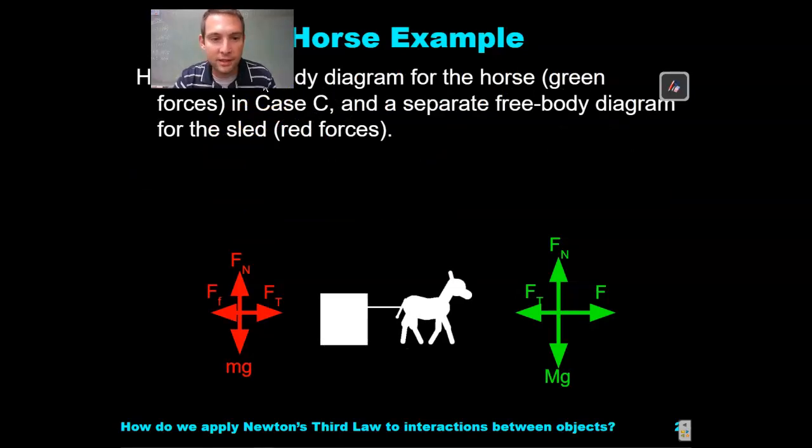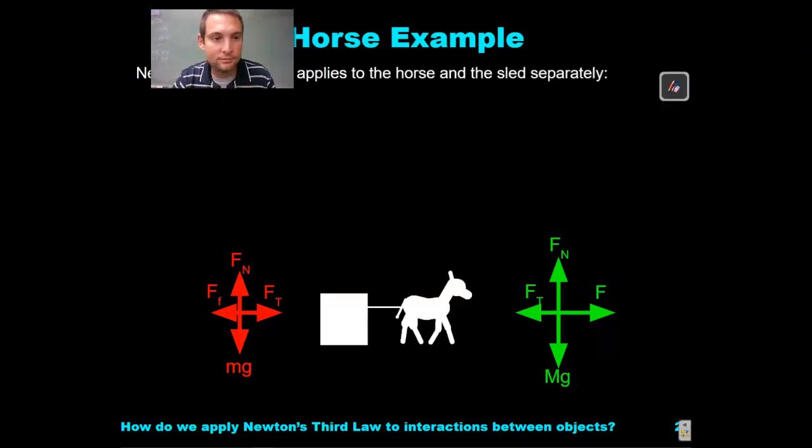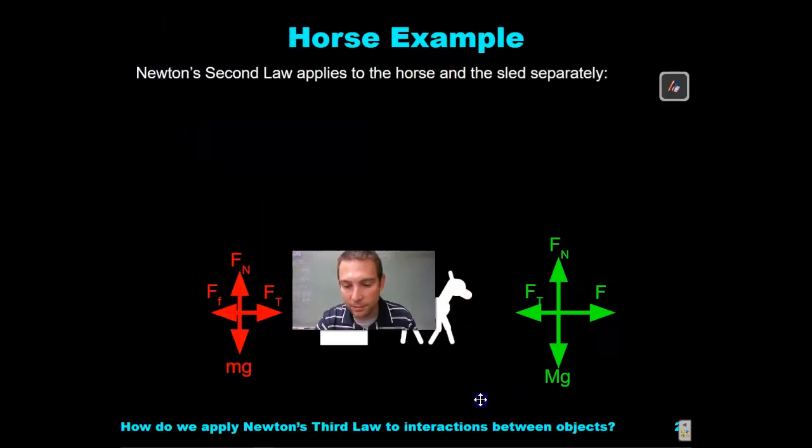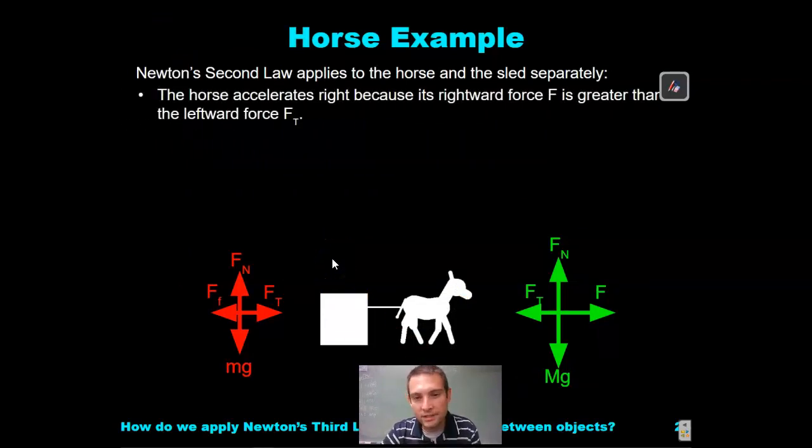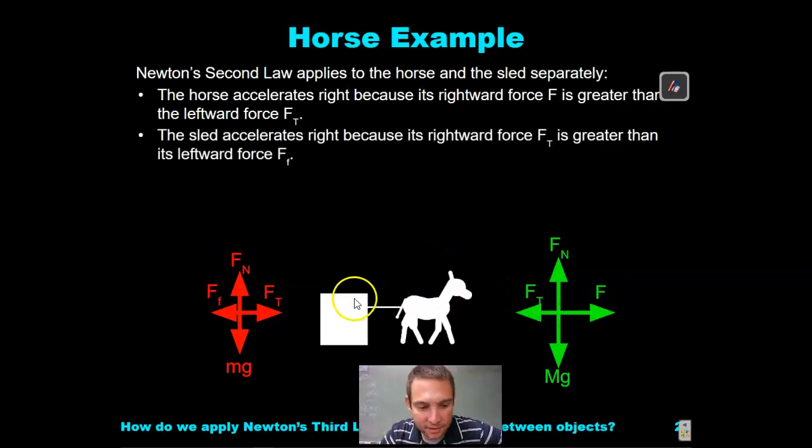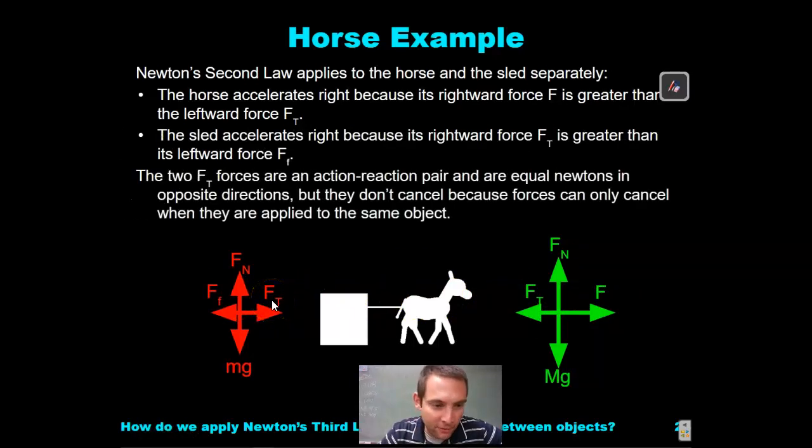Here's a free body diagram for the last case, C, and a separate free body diagram for the sled. Newton's second law applies to the horse and the sled separately. So we have the horse accelerating right because its rightward force F is greater than the leftward force Ft. Right, we can see that. The sled accelerates to the right because Ft is greater than Ff. The Ft forces are an action-reaction pair and are equal newtons in opposite directions, but they don't cancel because forces can only cancel when they are applied to the same object.